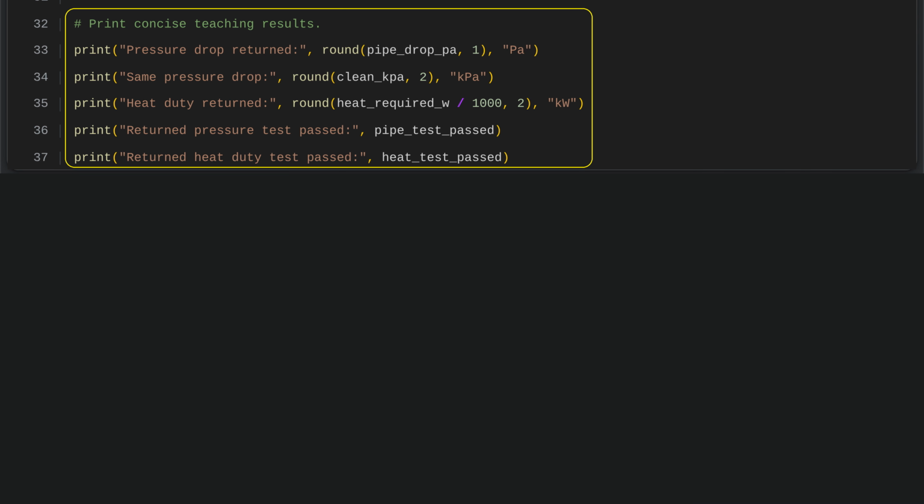The output summarizes the key calculation results by showing the pressure drop in pascals and kilopascals and the heat duty in kilowatts, with rounding for readability. It also reports whether the pressure calculation test passed and whether the heat duty is positive. Together, these checks confirm that the displayed results are clear and the calculations are valid.